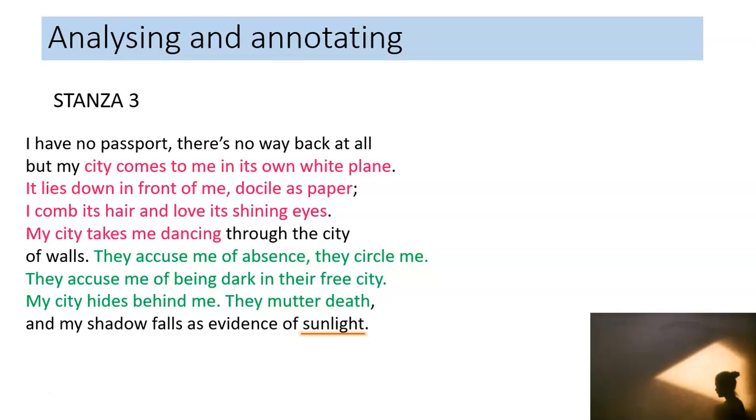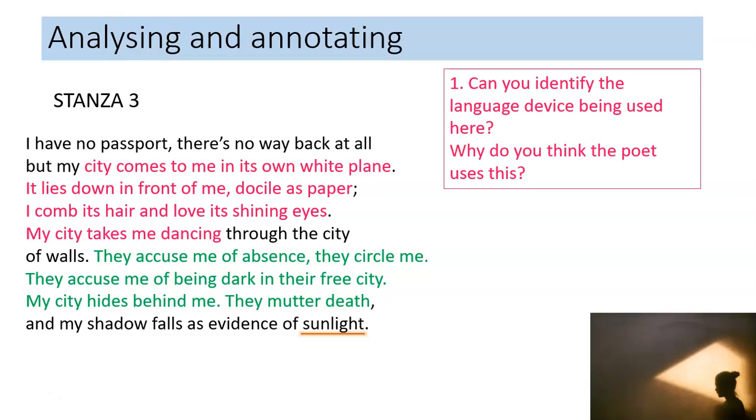Okay, then she uses a lot of figurative language in this stanza. I'm not going to tell you too much because I again want you to annotate here. She says, my city comes to me in its own white plain, and she talks about how it lies down, docile as paper. I comb its hair. So I want you to think about, in this pink bit, annotate what language device is being used here and why you think the poem is using this language device to talk about her city in this way in the bits in pink. And then I've also highlighted the bit in green for you.